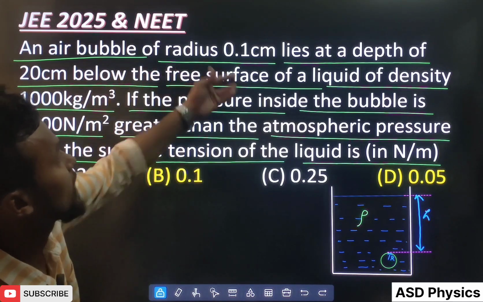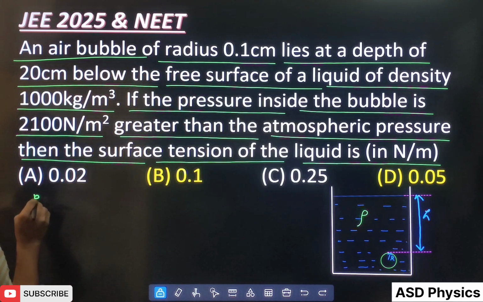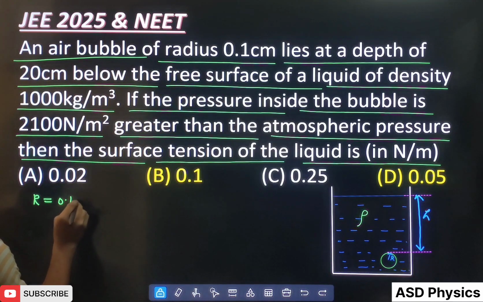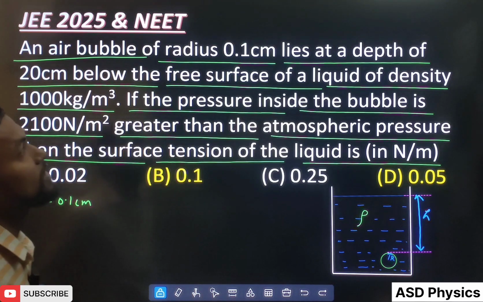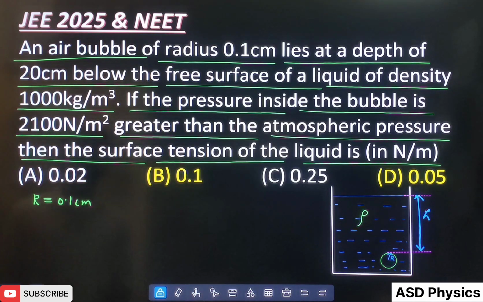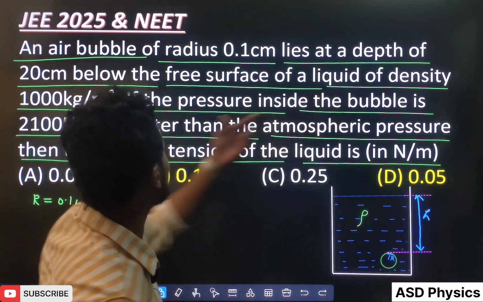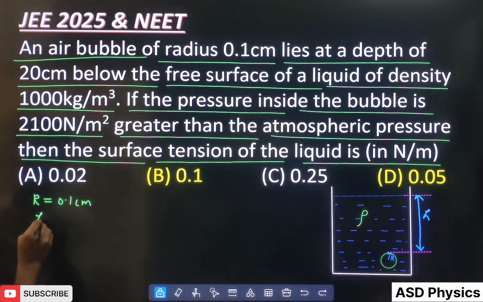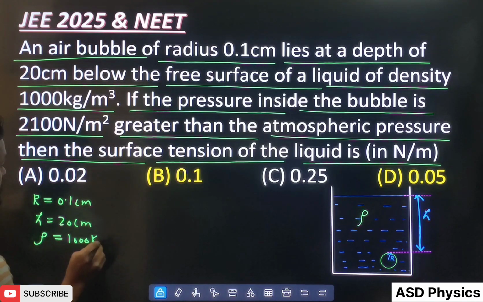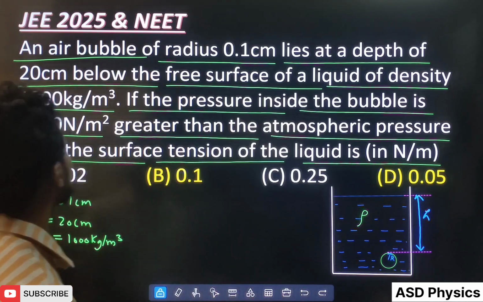The radius given here is 0.1 centimeter. The depth given here is 20 centimeter, that means h is 20 centimeter. And the density of the liquid given is 1000 kilogram per meter cube, that means definitely it is water or something similar to water.